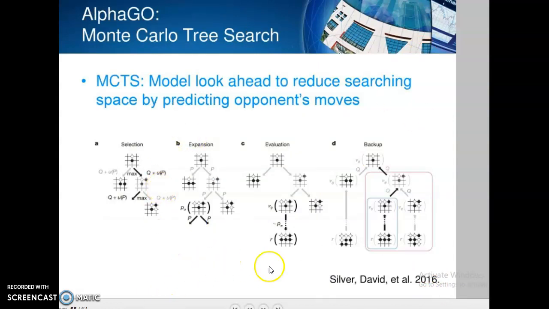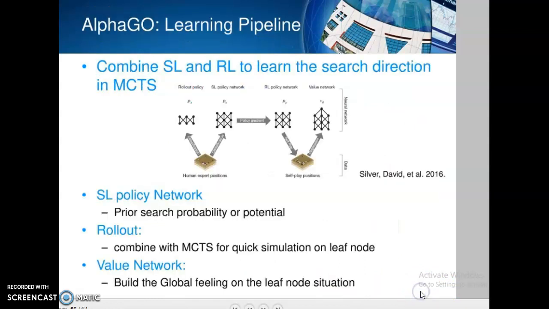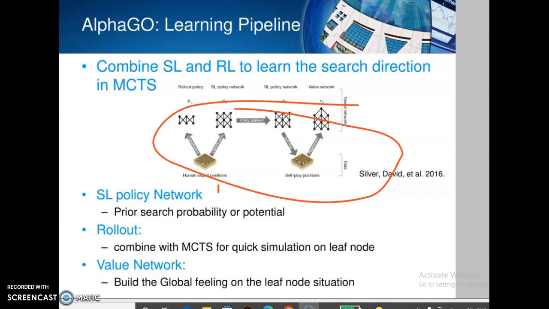AlphaGo, Silver, David et al. 2016. Silver combined SL and RL to learn the search direction in MCTS. It has the rollout policy, SL policy network, RL policy network, and value network. The SL policy network gives the search probability, and the rollout is combined with the MCTS for quick simulation on leaf nodes. The value network builds the global feeling of the leaf node situation.